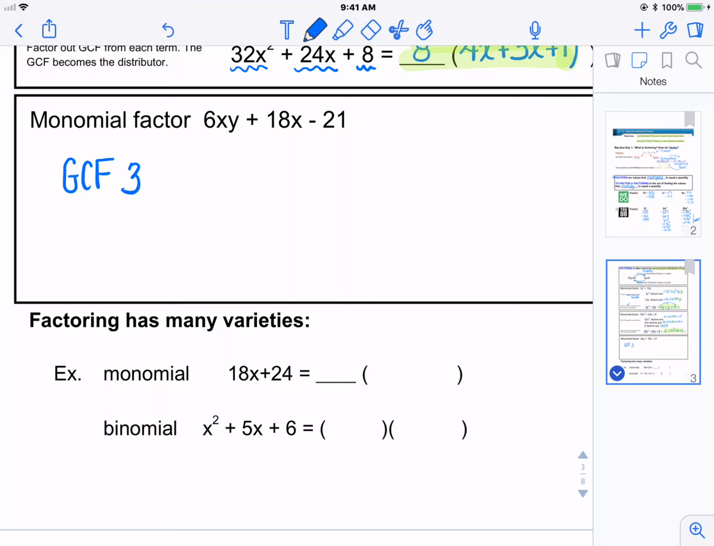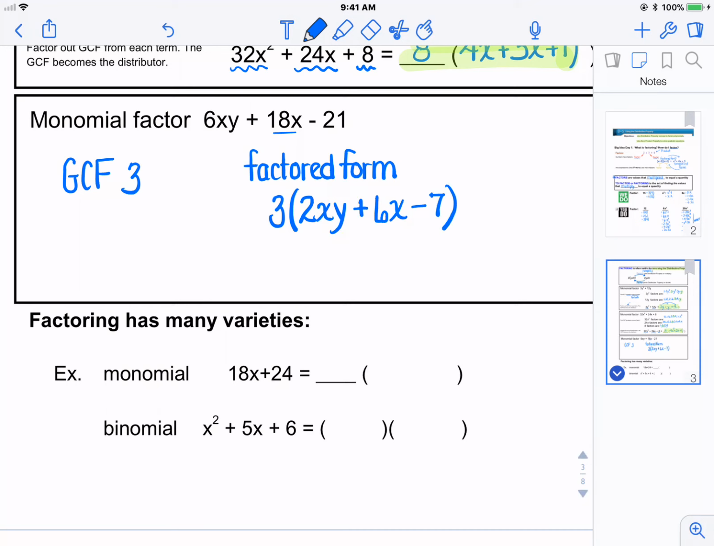So if my greatest common factor is 3, my factored form should be to take that 3 out front, and then think 3 times 2, and then an xy to get that 6xy term, plus 3 times 6 to make 18 with an x, and then a minus sign and a 7. Again, get a calculator out to see what multiplies together to be what.